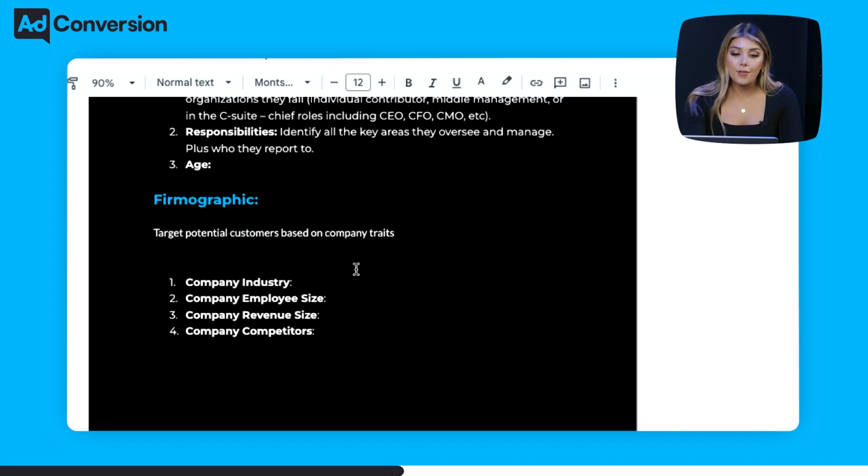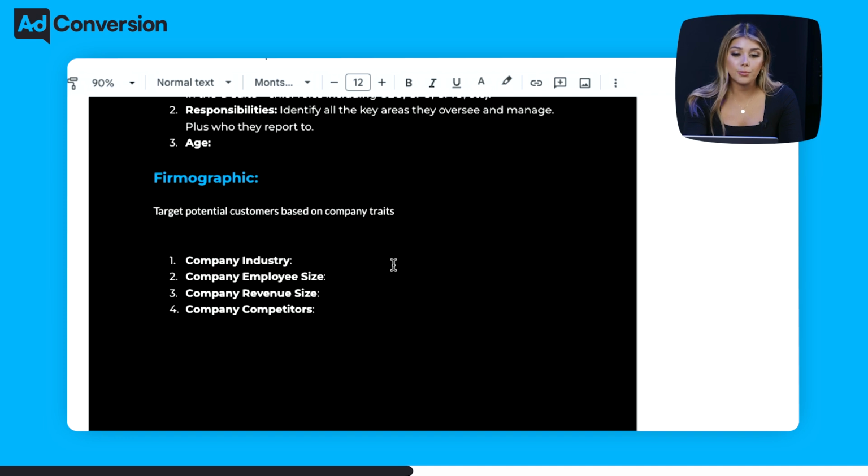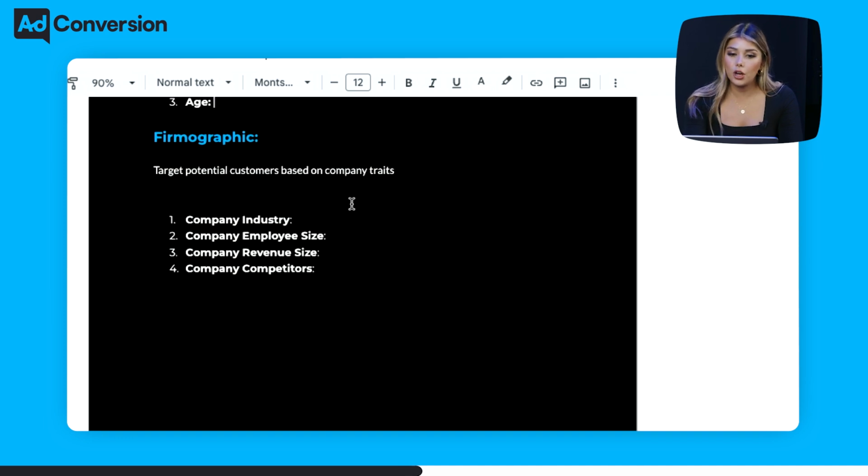The next is firmographic segmentation. This is how you're going to target your potential customers based on the company traits. So what's the company's industry? What's the employee size of the company? What's the revenue size? And ultimately, who are the company's competitors?